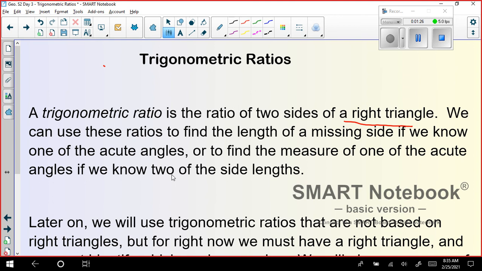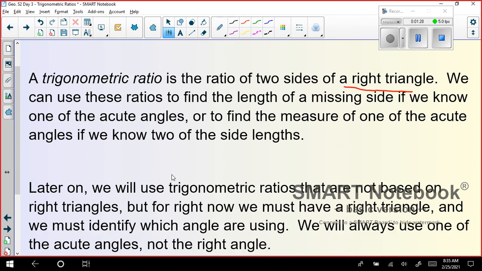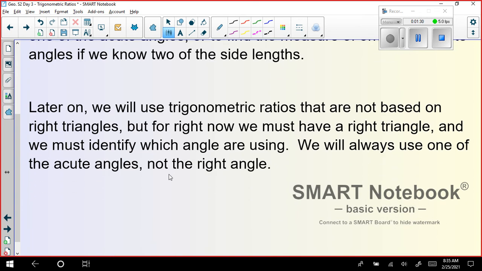Later on, we will use trigonometric ratios that are not based on right triangles, but for right now we must have only a right triangle, and we must identify which angles we are using. We will always use one of the acute angles and not the right angle. So it's supposed to be a right triangle, but to get a trigonometric ratio, we will use one of the acute angles and not the right angle. Keep that in mind.